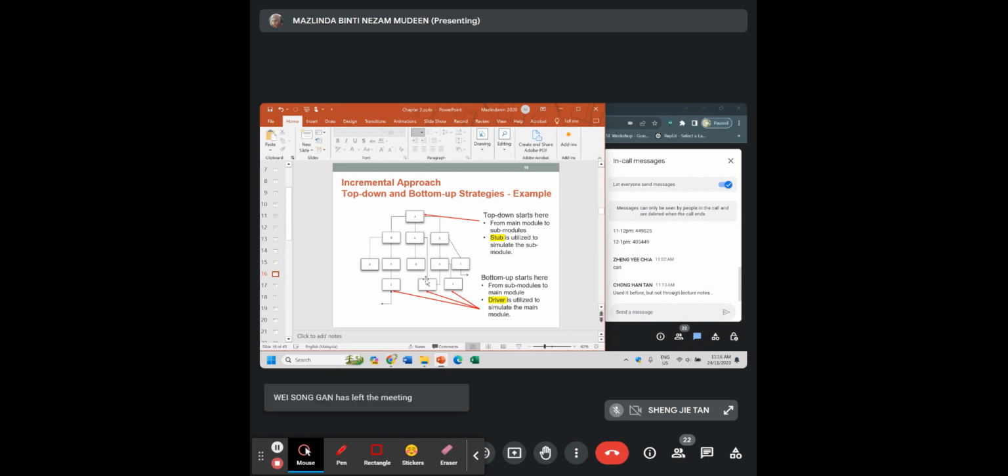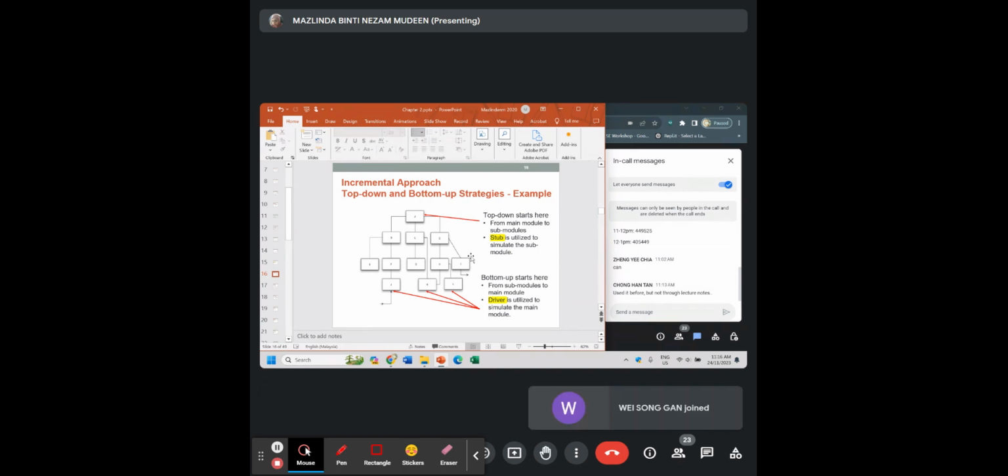When we use these approaches to do the integration, we might need this dummy code in case the coding is not completed. But if the coding is completed, then we might not need this dummy code. Both the driver and the stub are dummy code, but the situation where we use them differentiates the terms. So this is about the strategy.